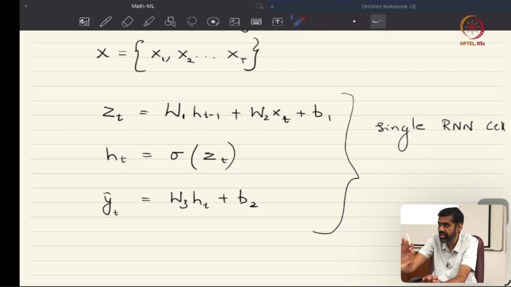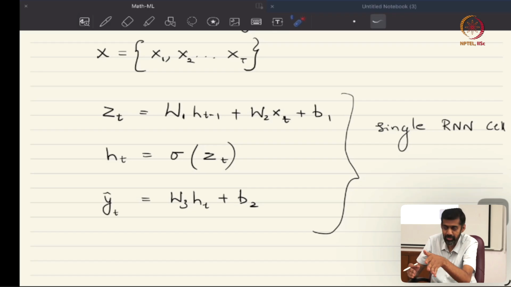And these functions are linear functions, or rather non-linear composites of linear functions of either previous activations or previous hidden states and data. So there can be multiple combinations that can be worked out for this, and that is what gives rise to different architectures.